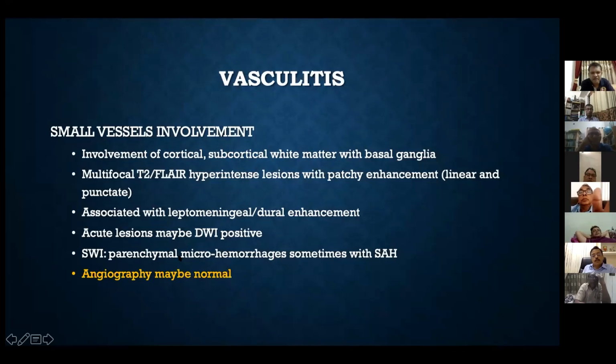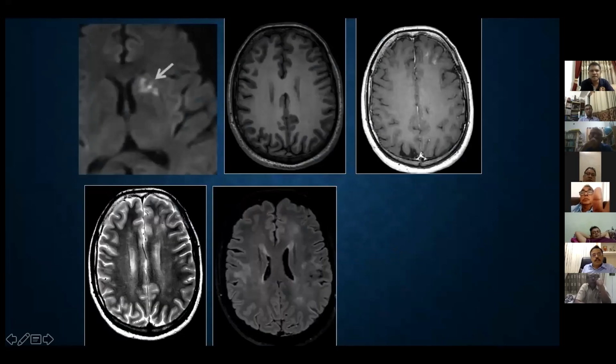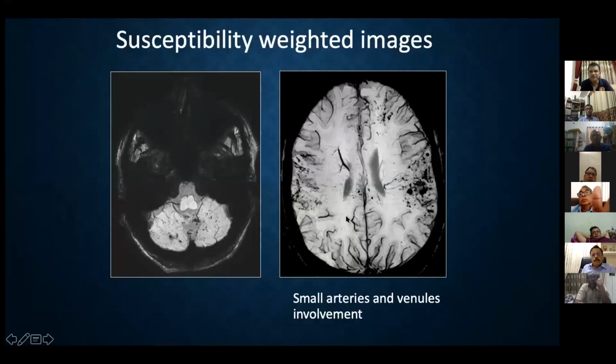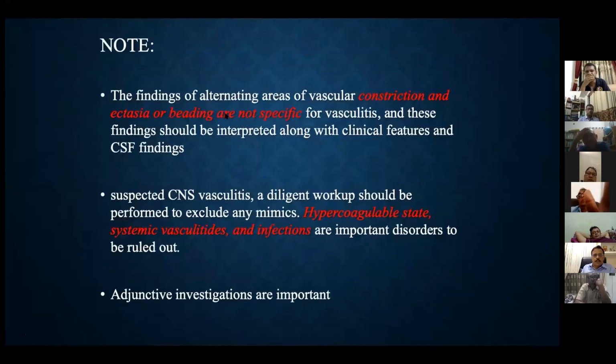So like this patient with basal ganglia infarction, you can see some subtle changes elsewhere in the brain as well. But when we did SWI imaging, you can see multiple microhemorrhages. The DSA was normal, but multiple microhemorrhages tell you that small arteries and venules are involved, and this is a probable vasculitis patient.